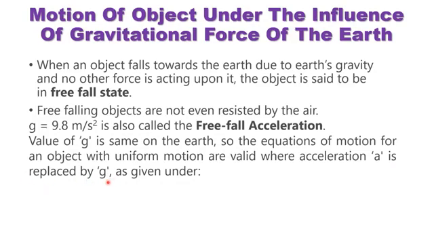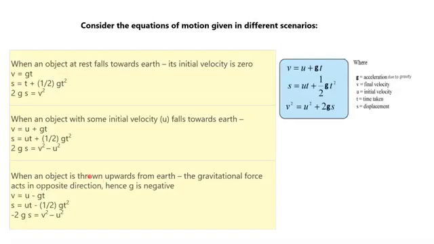Now we can see the differences in the three equations of motion. Because when a body is allowed to fall freely, definitely the acceleration a will be replaced by the small g, acceleration due to gravity. Here we can see the three equations of motion. When an object at rest falls towards earth, its initial velocity is 0. So v is equal to gt. Initially it was v is equal to u plus at, because u is the initial velocity, which is 0.